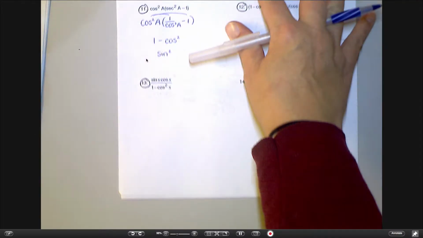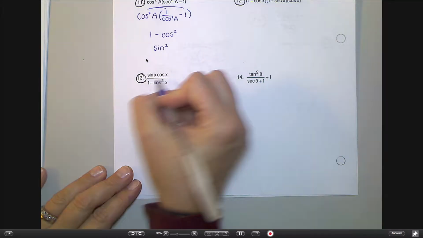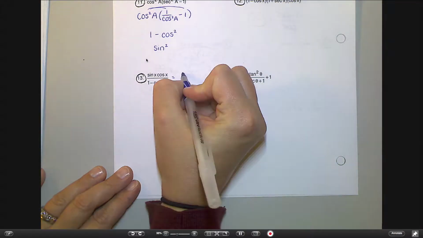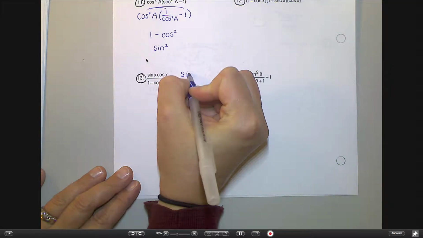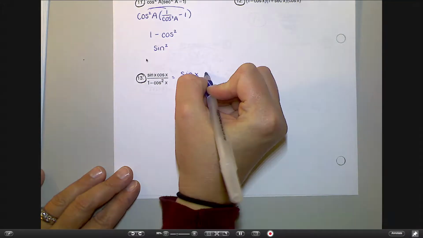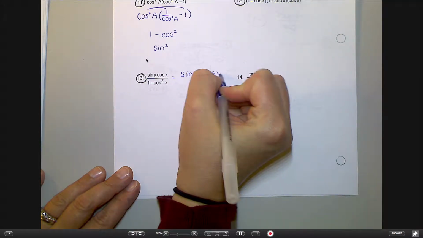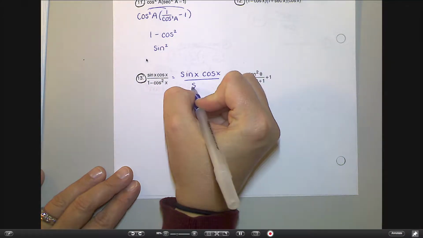So this one's already in terms of sines and cosines, so I don't have any equivalencies I can put in there. What could I substitute, though? Looking at 13. Okay, so there on the bottom, 1 minus cosine squared can really become sine squared. So I can make this sine of x, I always forget and put my x's in, over sine squared x.